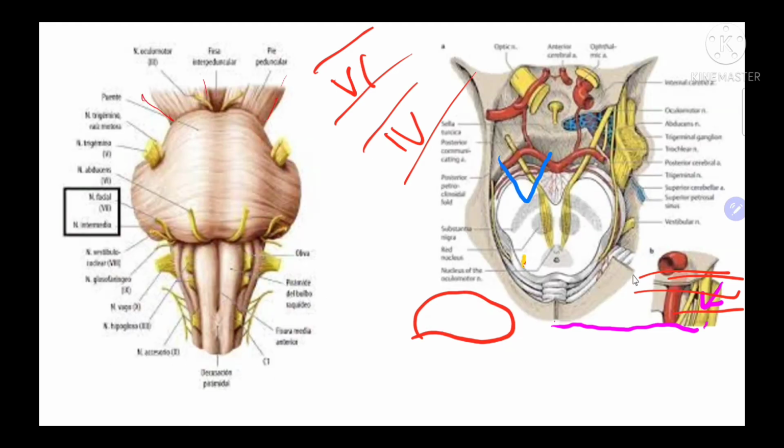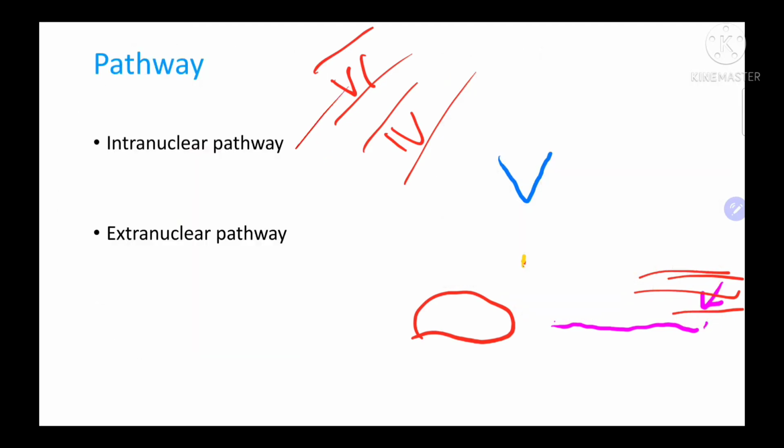Okay, again. Yes, the origin. Okay, the real origin, you can see it here. Okay, good.